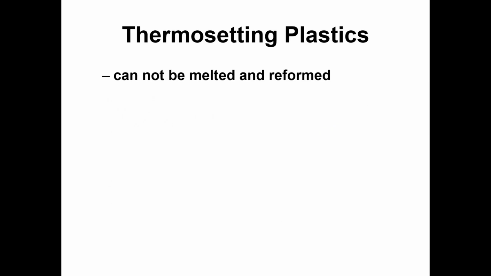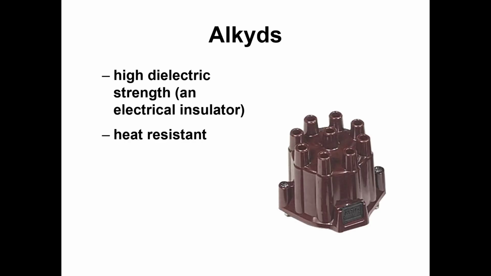Okay, then there's another class of plastics called thermosetting, which are plastics that cannot be melted and reformed. All the ones we just saw could be melted and recycled basically, but thermosetting plastics cannot be. Alkyds is one kind. These have a high dielectric strength, that is, they're good electrical insulators, and they're also very heat resistant. But you can't melt them, you can't recycle them. They're one-time use basically.